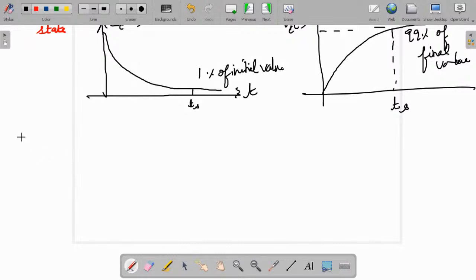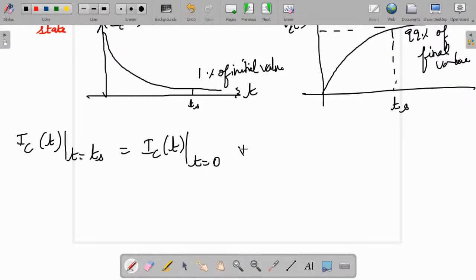So I will take IC of t and solve. We have already solved a quotient for 99%. So IC of t at t is equal to Ts is nothing but IC of t right at t is equal to 0, the initial value, into 1 by 100, 1%. So it is 1 by 100. So what equation did we see for IC of t? We saw e power minus t by 5. So here t is replaced by Ts by 5.